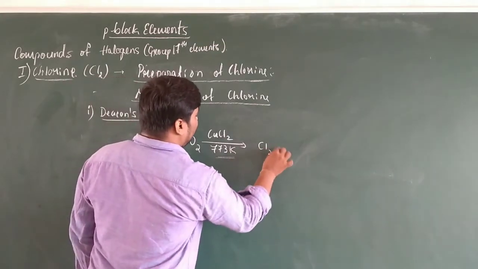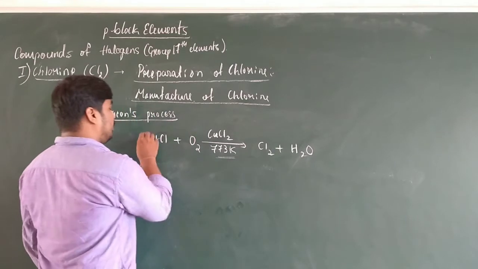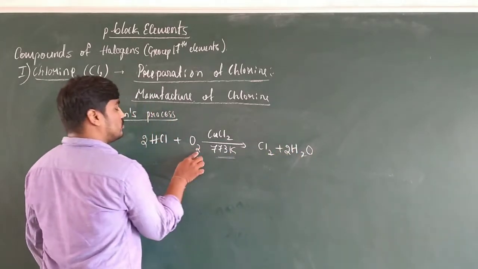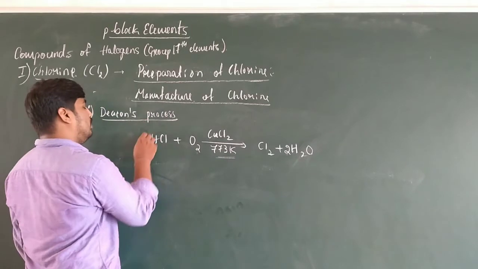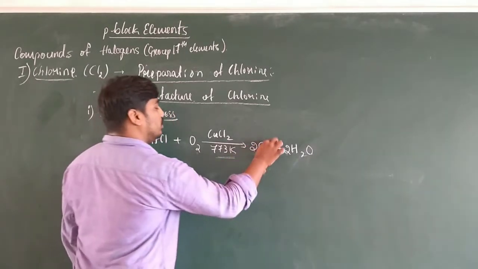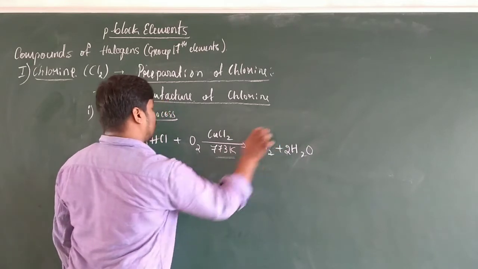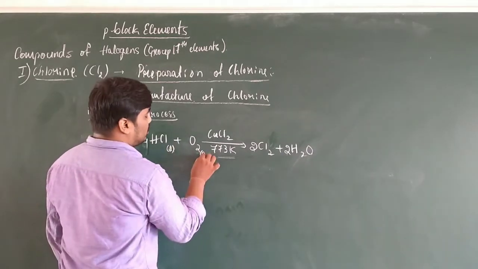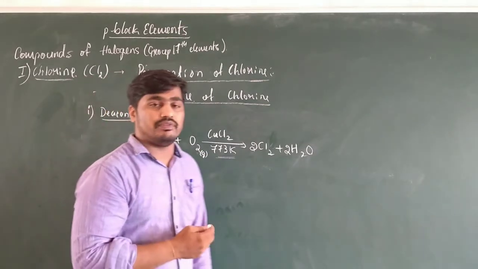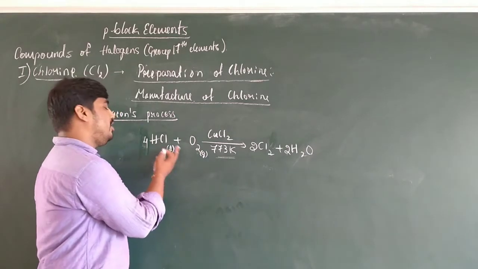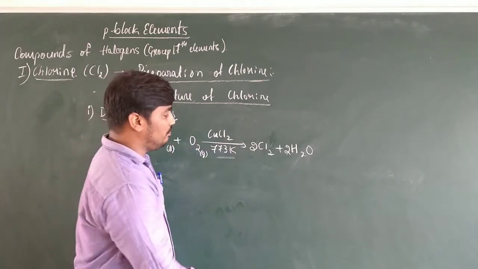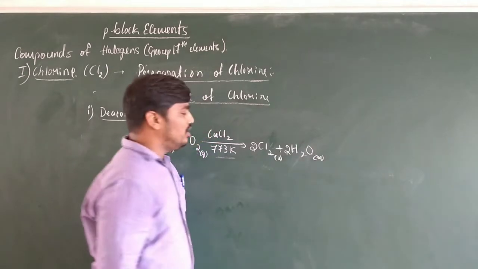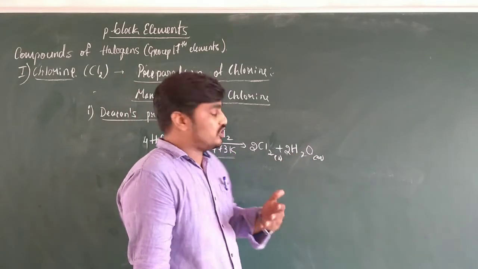In this case, chlorine is evolved and water is evaporated. Here we should multiply by 2 oxygen. Now it becomes 4 molecules of hydrochloric acid and 2 molecules of chlorine. So this is the balanced chemical equation. Chlorine gas is evolved, hydrochloric acid is in aqueous or liquid state, and oxygen is gaseous. The oxygen is taken from the atmosphere; air is passed. Oxidation of hydrochloric acid gives chlorine gas, and water in liquid state. So this is another manufacturing method of chlorine.